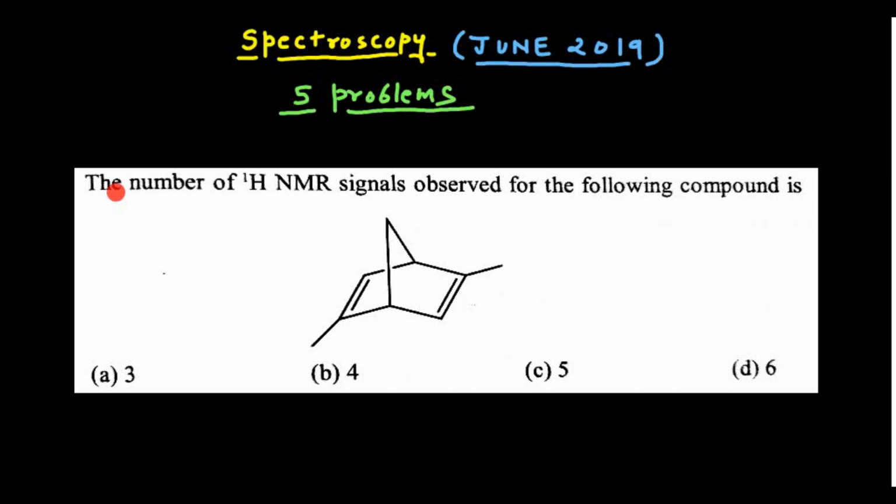You can see what is the problem here. The number of the proton NMR signals observed for the following compound, right? You have been given this compound, it's a bicyclic compound, okay, and you have to select out of these 4 options A, B, C, D, 3, 4, 5, 6, which one is the correct answer. These kinds of problems, or the stereochemistry of such compounds, I have already explained in my earlier lectures, but today I am again going to discuss all these things.